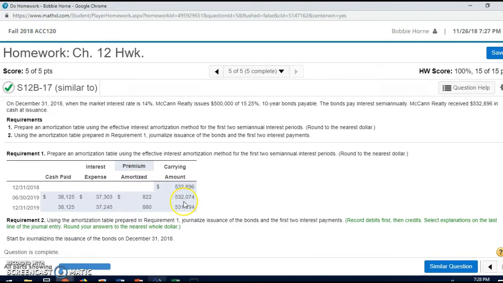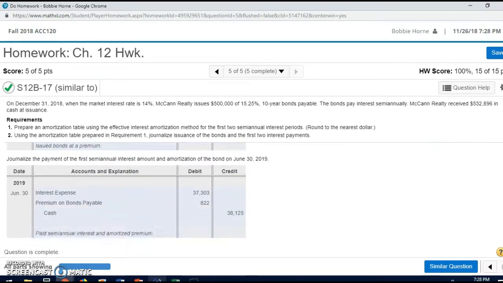So for the next year, to get interest expense, we're going to take the new carrying amount and times it by the 14%, and that's how we get interest expense. And to get the premium, it is the difference. And that is the way that you will work question 5 on your homework.